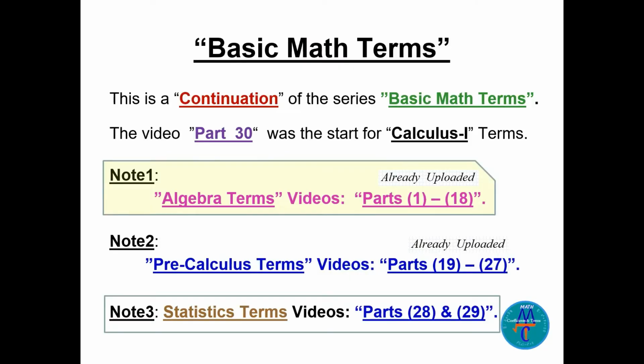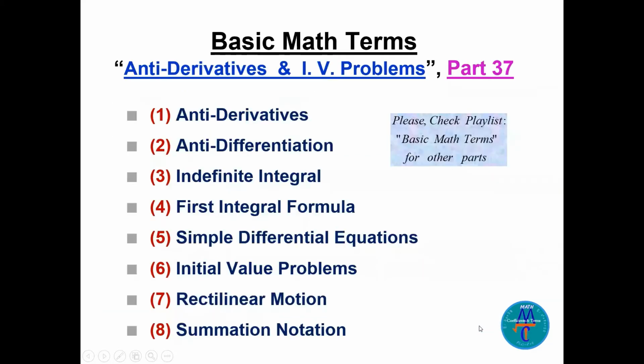This is basic math terms, part 37 of the Calculus 1. Just to remind you that part 30 was the start of the Calculus 1 terms. And for the algebra terms, you can see parts 1 to 18. For the pre-calculus terms, you can see parts 19 to 27. And statistics terms will be parts 28 and 29.